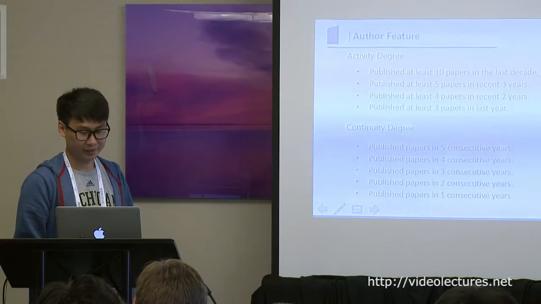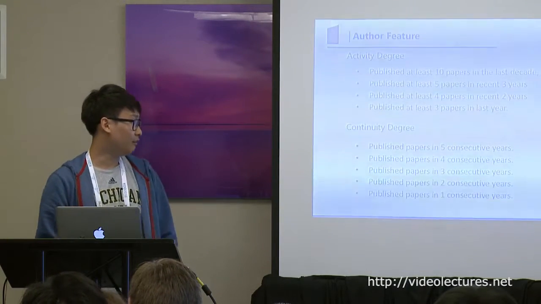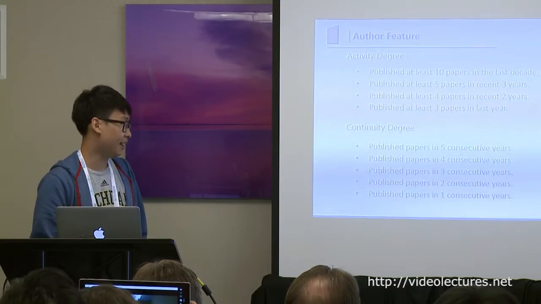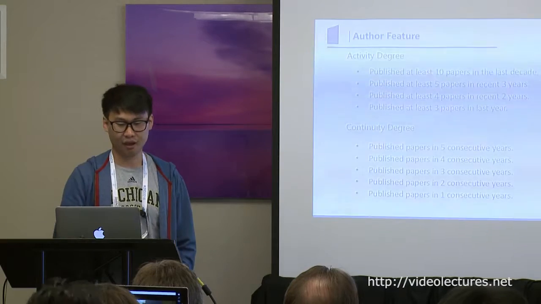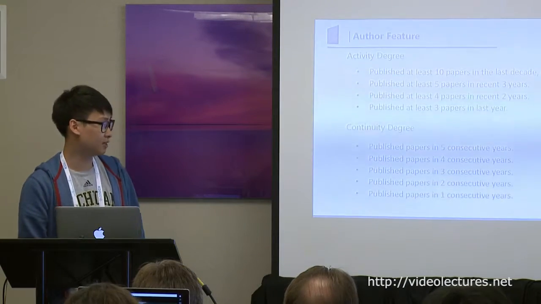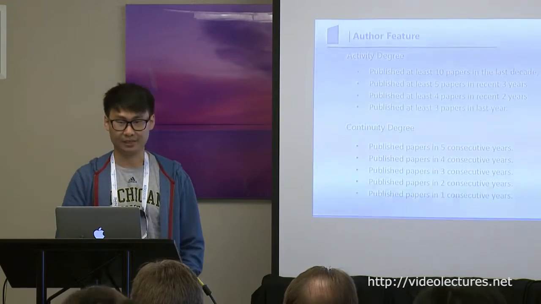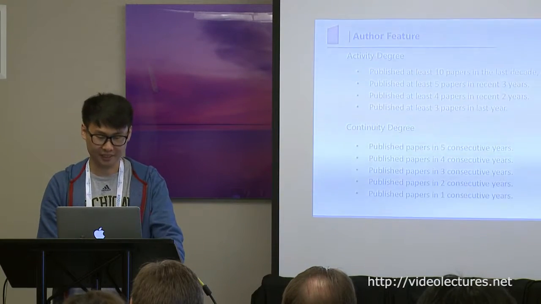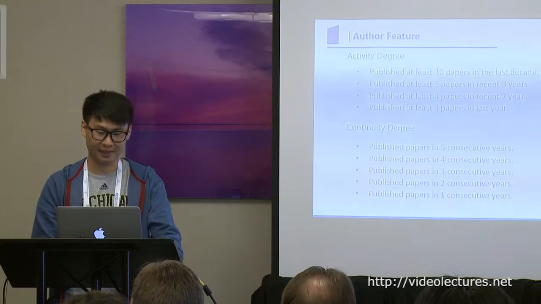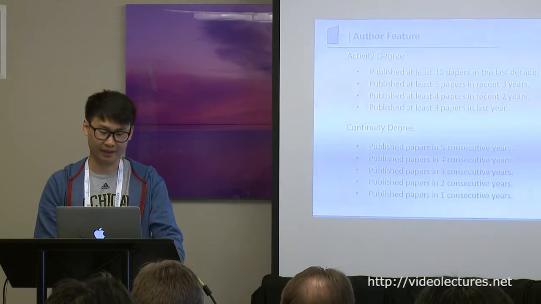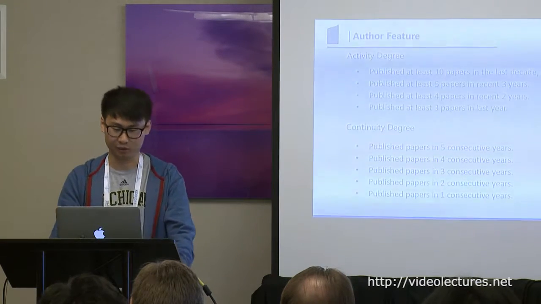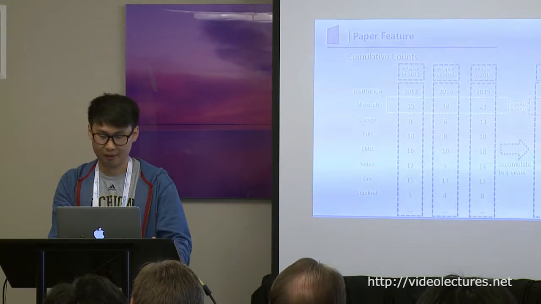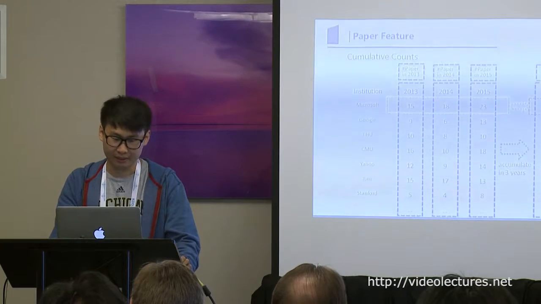And for the continuity degree, if an author can publish papers in several consecutive years, then they believe this author will also publish papers for the next year with high probability. They also design some conditions to judge whether an author is active or can have a high continuity degree. Okay, for the nodes of paper, they extract features like the following.